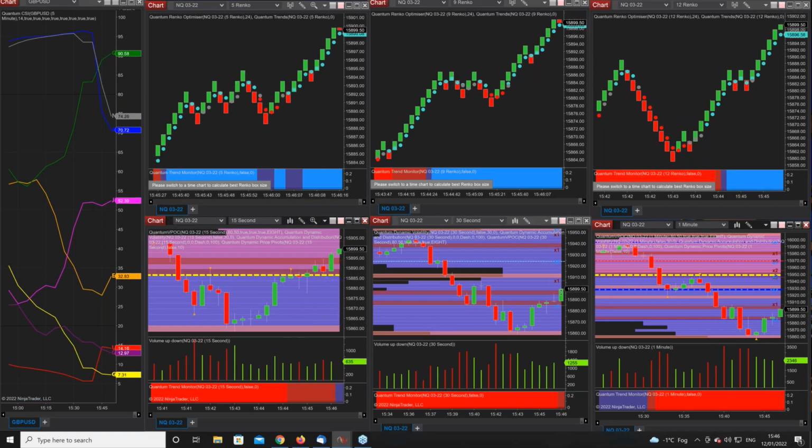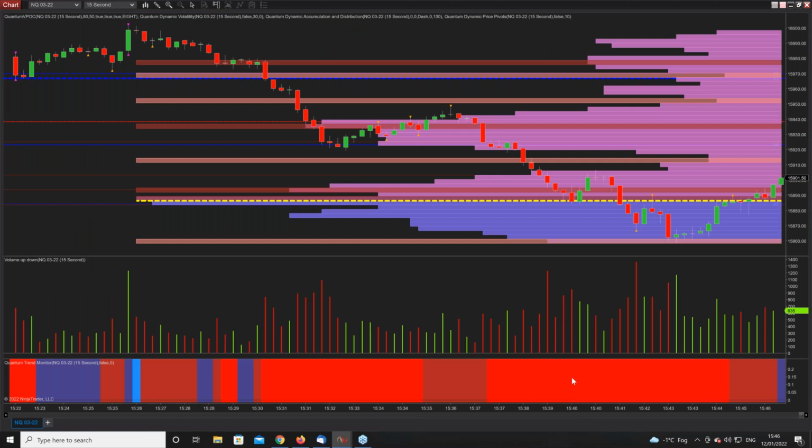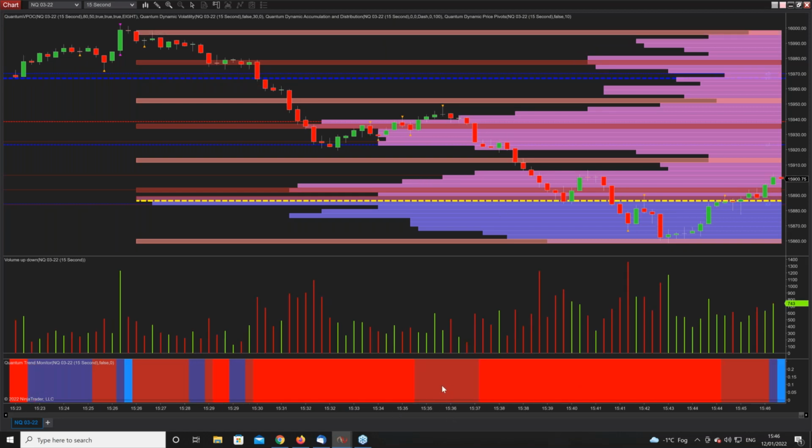And what you're seeing on the 15 second now is very typical. Your fastest chart will always transition first. It will always be the first to change. And you can see it here. We had the nice downtrend. We had a little bit of a transitional color here as we went into this pause phase.